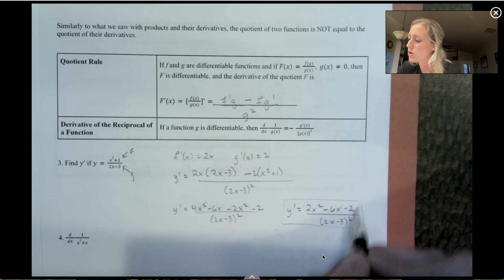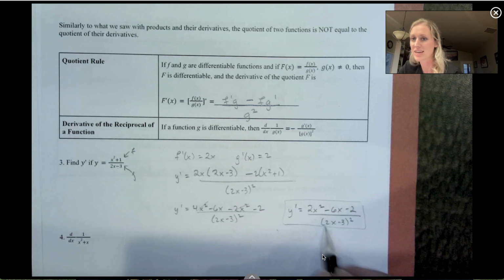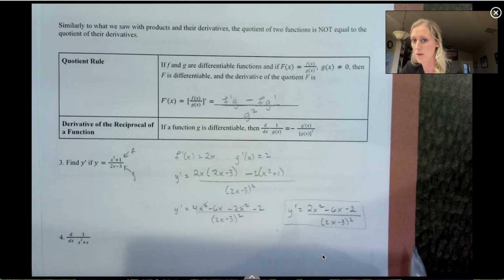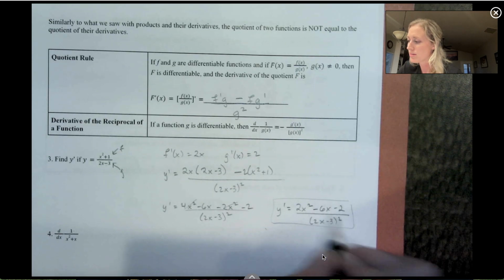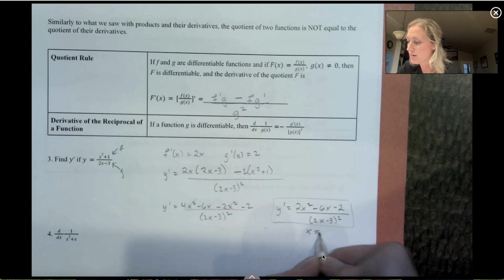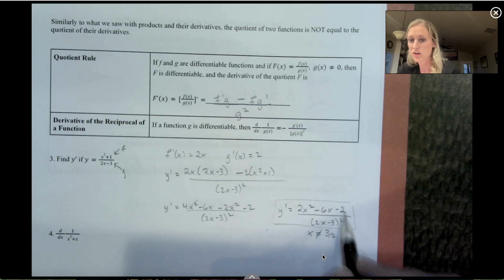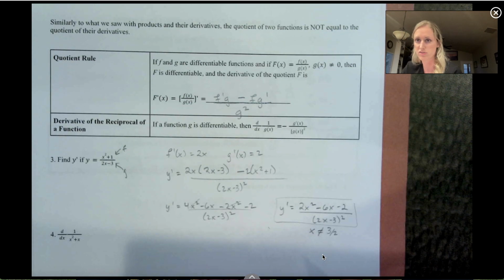It's also good when you have a quotient rule and you have a denominator to state what x cannot be. So what would make this derivative undefined would be if x were 3 halves. So here's our derivative, given that x is not 3 halves, otherwise the derivative is not defined.